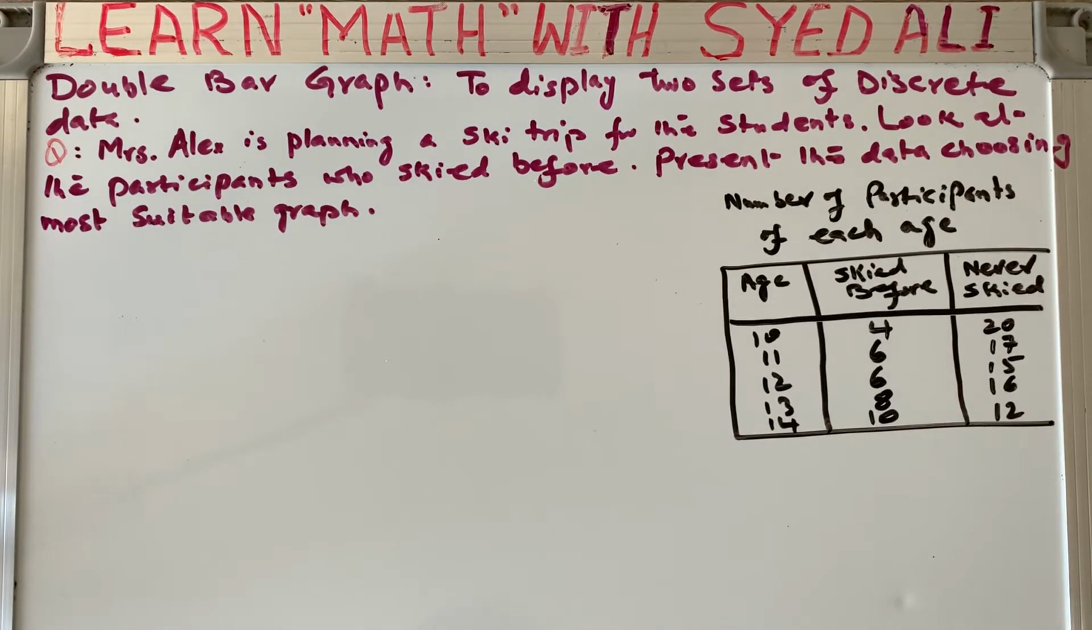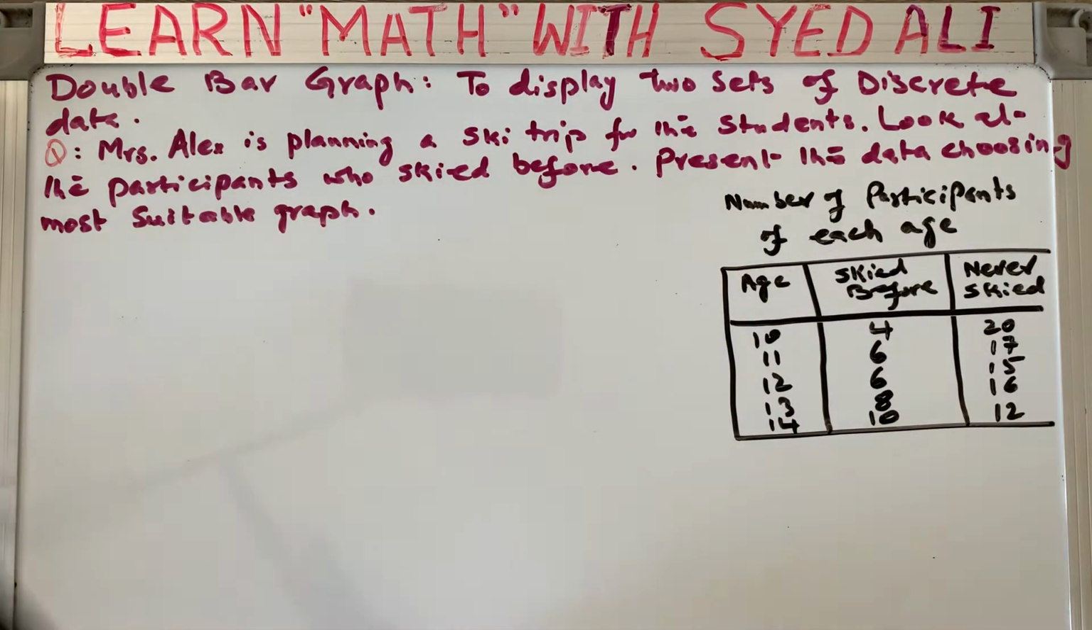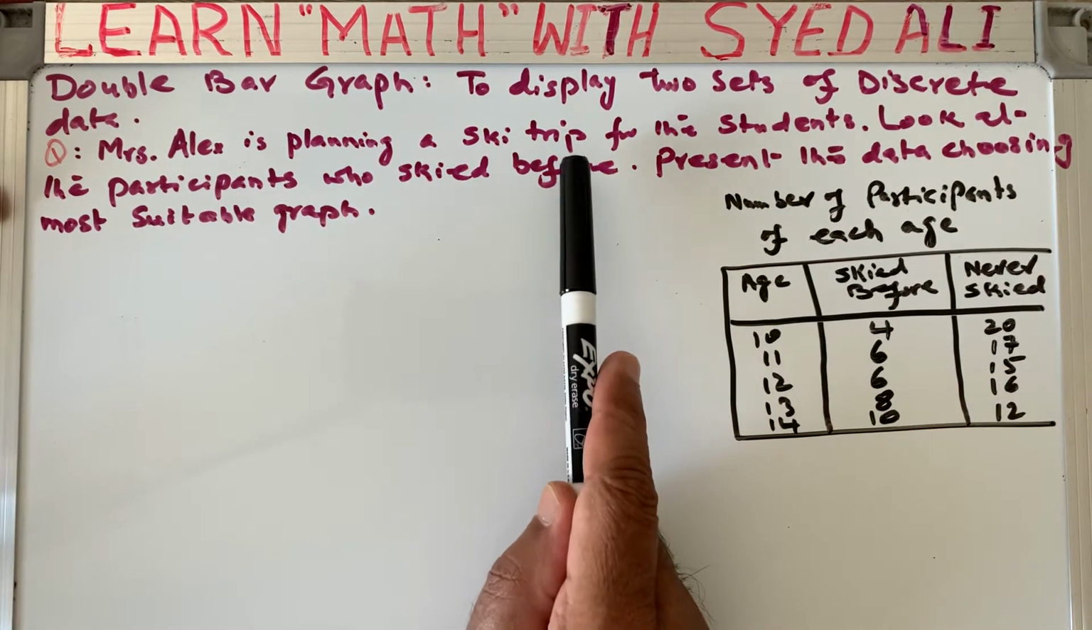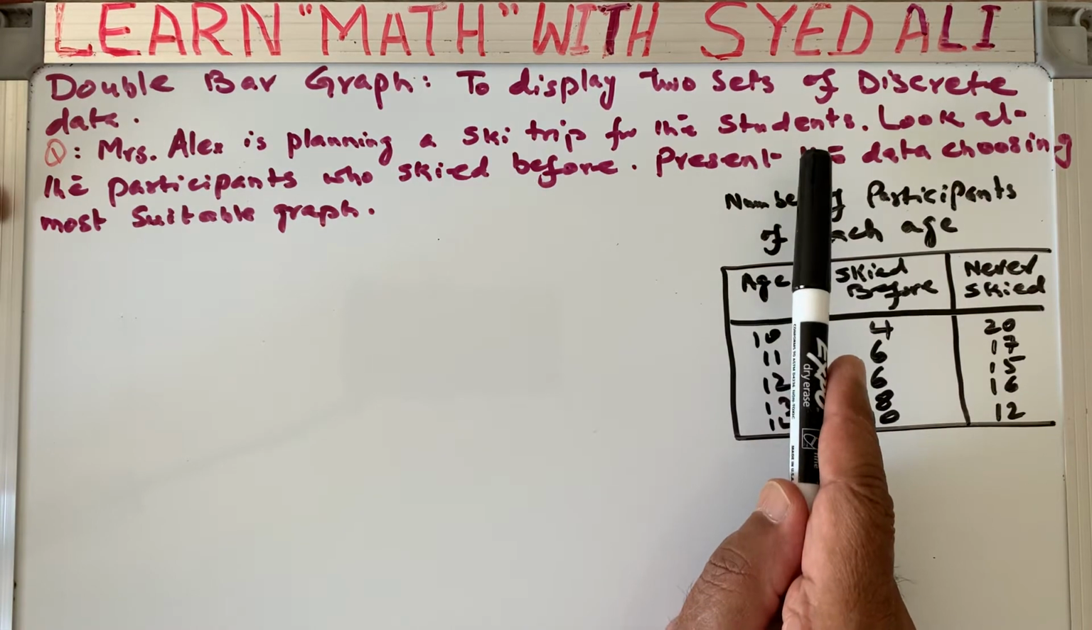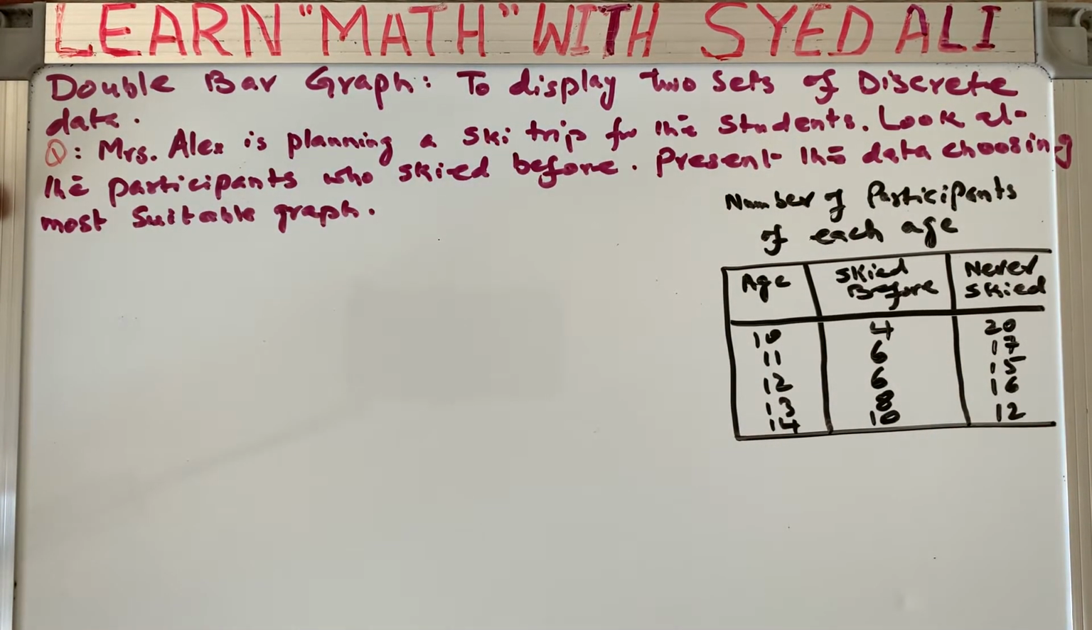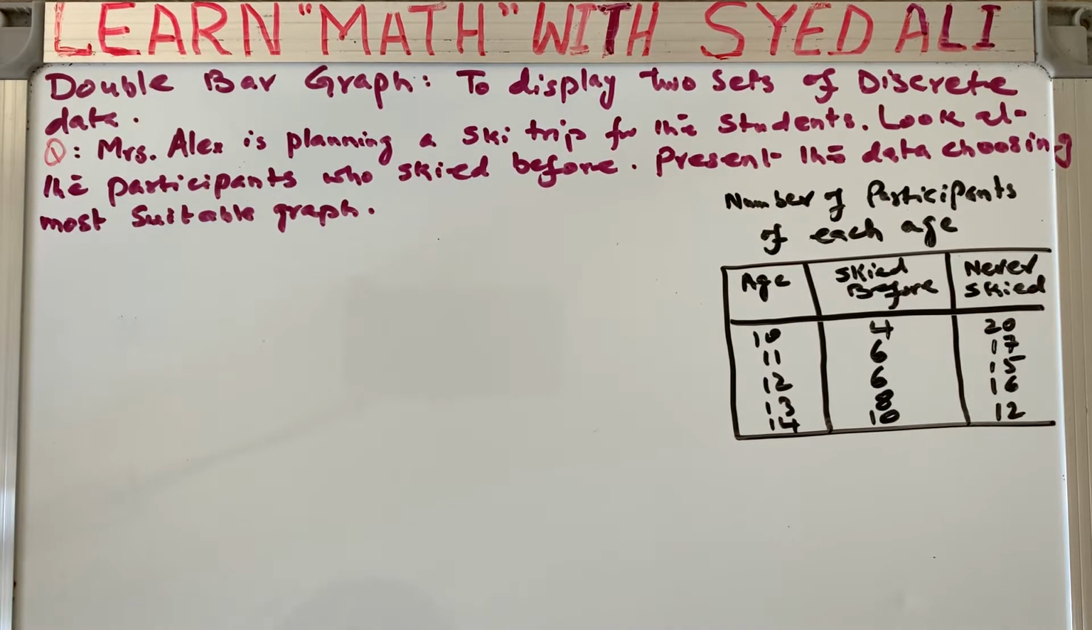So continuing our topic for data management, we have a question here. Mrs. Alex is planning a ski trip for the students. Look at the participants who skied before. This is the number of participants of each age. So the data is there. Present the data choosing the most suitable graph.